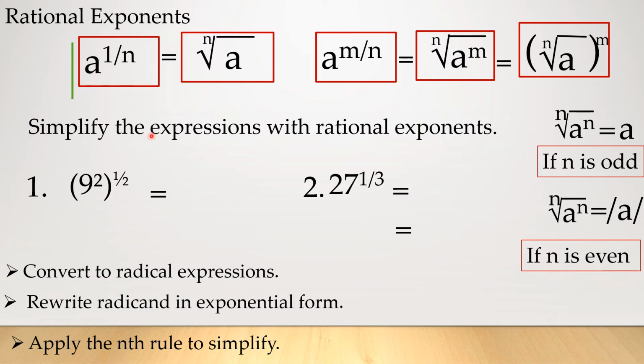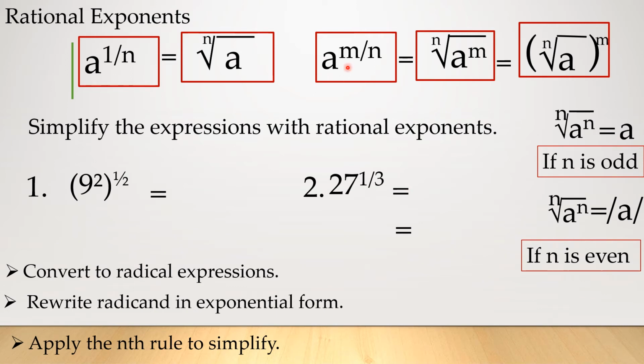If you haven't watched my first part of simplifying, please watch. I showed there the derivation of these rules or definitions. So here I have a raised to 1 over n. That is equal to the nth root of a. This is the index, that's the exponent.